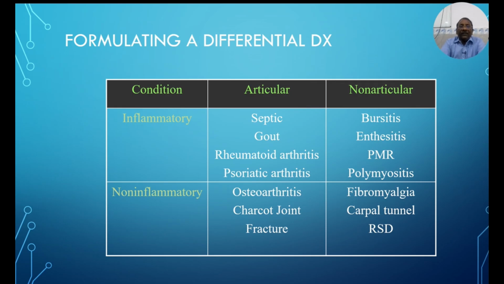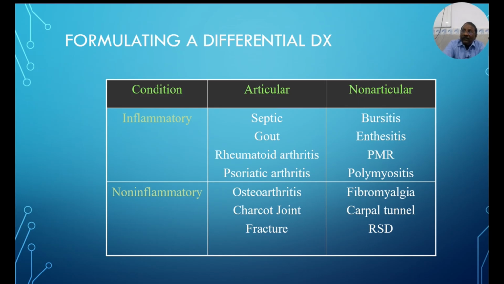Now you divide these conditions into four groups. So I told you something about the inflammatory arthritis and non-inflammatory arthritis. And also I told you something about the articular and the non-articular or periarticular. Now you see the inflammation and arthritis. Inflammation and articular. So what are the joints involved here? The classical rheumatoid arthritis, psoriatic arthritis, gouty arthritis and septic arthritis.